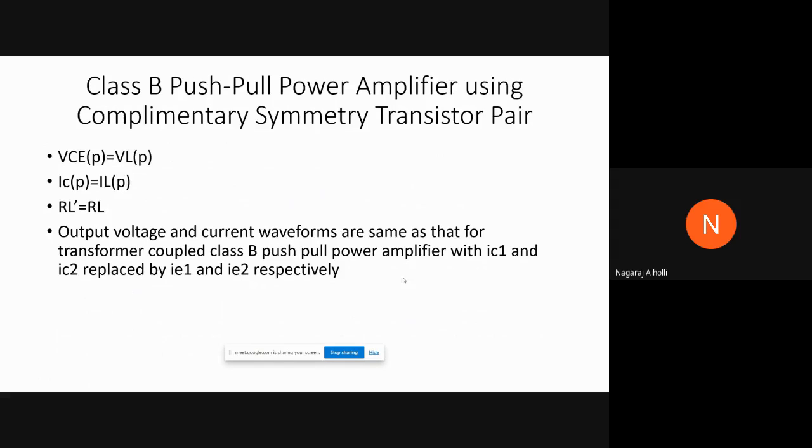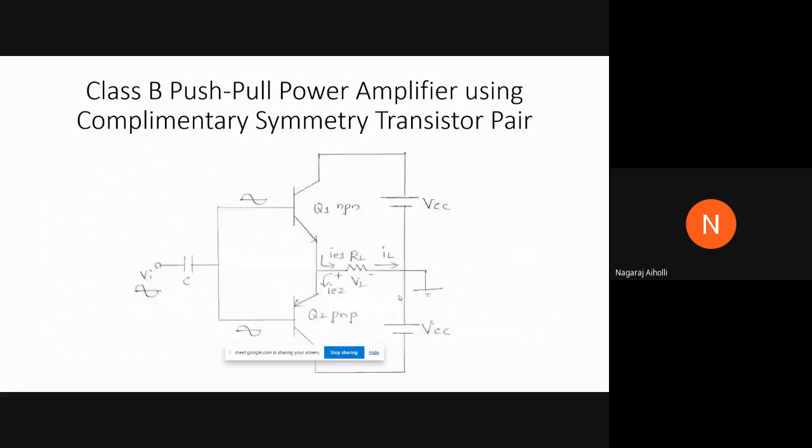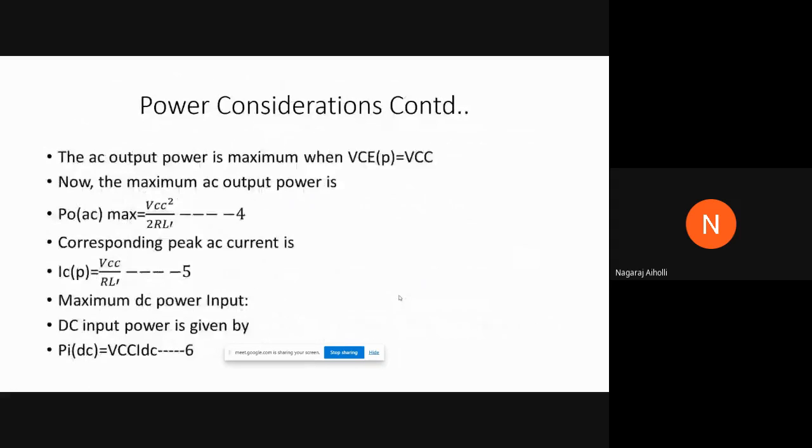The output voltage and current waveforms are the same as those of the transformer coupled class B push-pull power amplifier. The only change is that instead of IC1 and IC2, it will be IE1 and IE2.